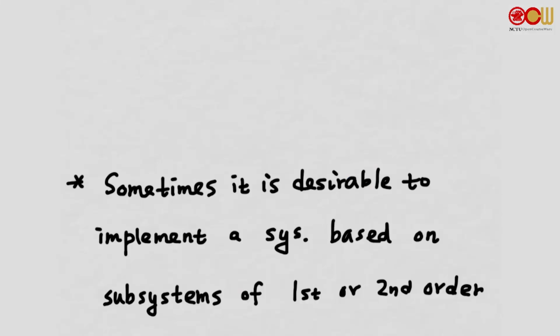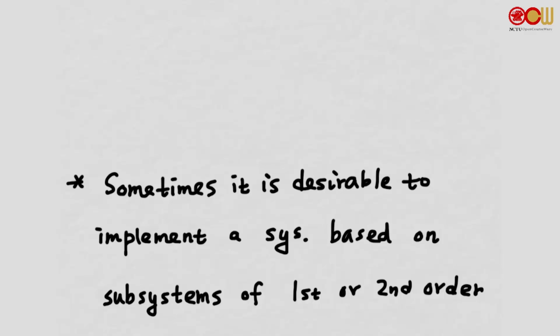Sometimes it is desirable to implement a system based on subsystems of first or second orders. The subsystems have a small order, first order or second order. Such an implementation might be desirable when we have modules of first order and second order systems. And when we want to implement a more complex system, we can simply put together these modules to make it a more complex system.